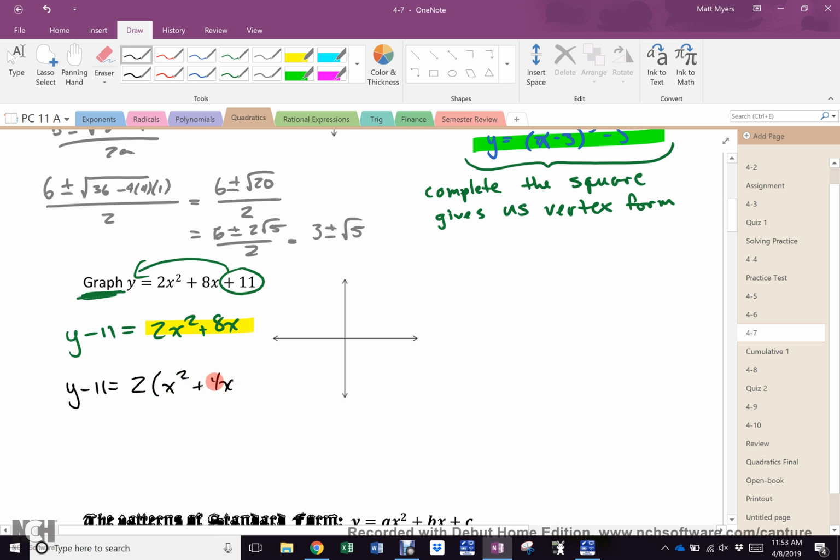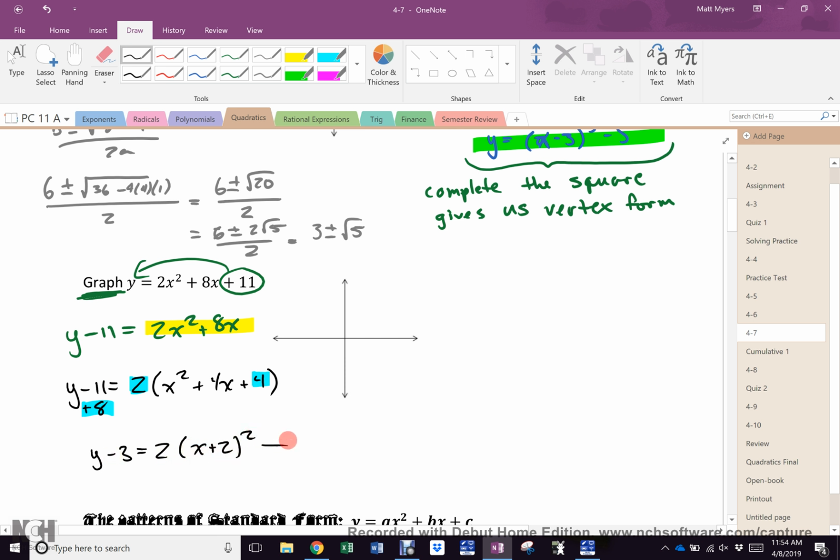Now what do I do with the 4? Divide by 2 and square to get what? 4. How much should I add to the right side? No. 8. Why is it 8, Joshin? Because there's a 2 there. So how much do I add to the left side? 8 plus 8 because, and I'll use a highlight, 4 and 2. Yeah? So I get y minus 3 equals 2x plus 2 squared.